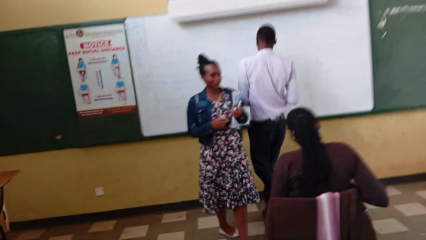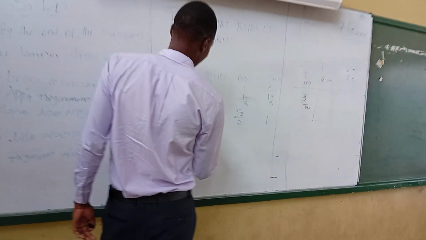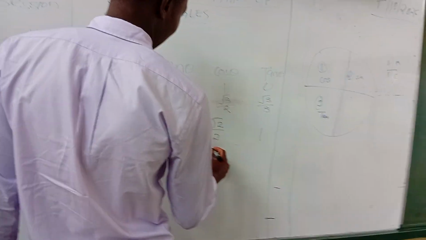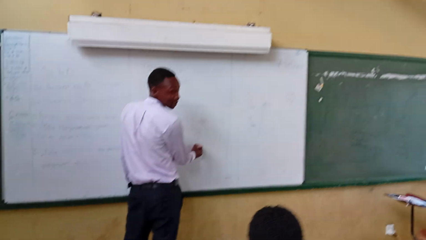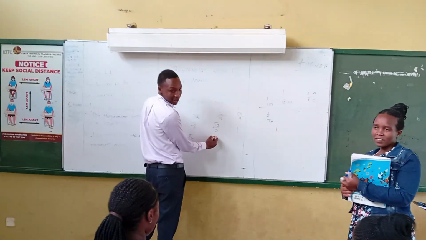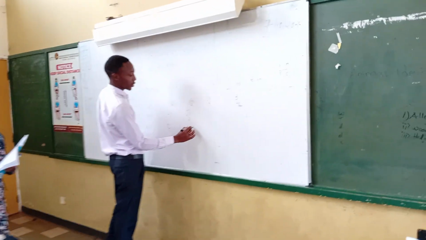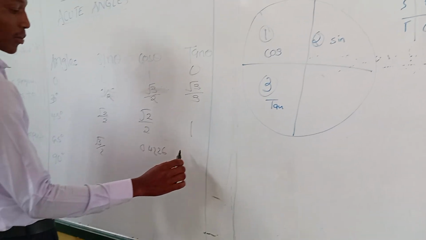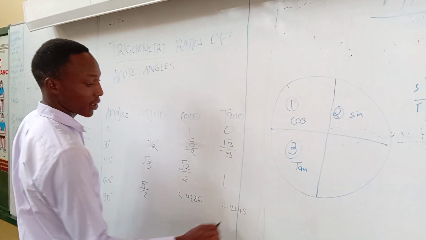Thank you. So the calculator values for sine 65, cos 65. Is it in a fraction? Cos 65, we can leave it as a decimal. 0.4226, and then we have tan 65, 2.1445.